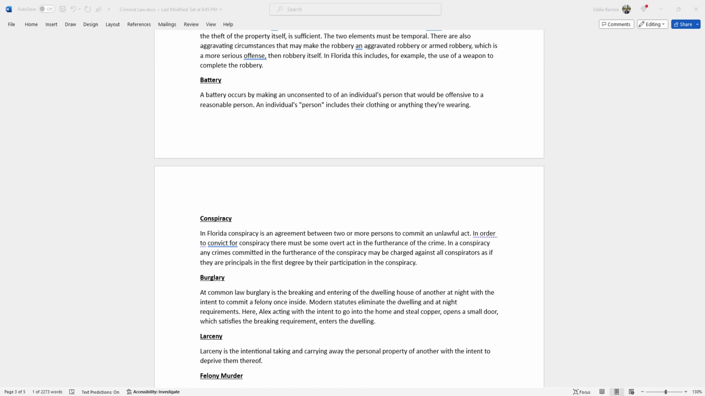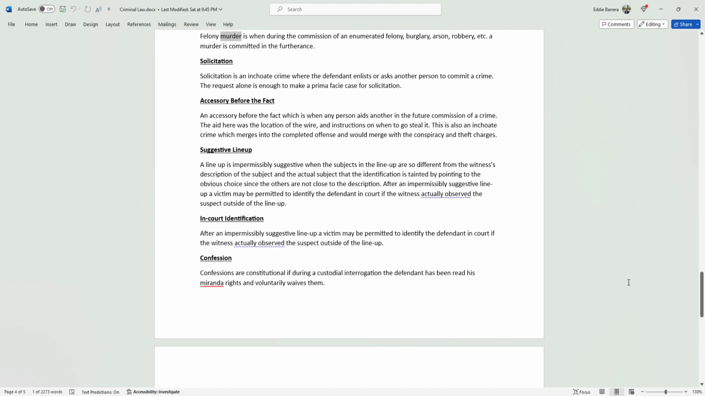Larceny. Larceny is the intentional taking and carrying away of the personal property of another with the intent to deprive them thereof. Felony murder. Felony murder is when during the commission of an enumerated felony, burglary, arson, robbery, etc., a murder is committed in the furtherance.